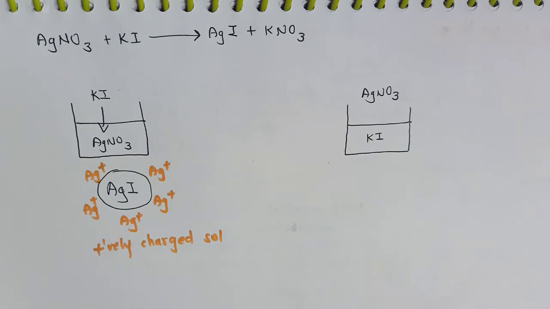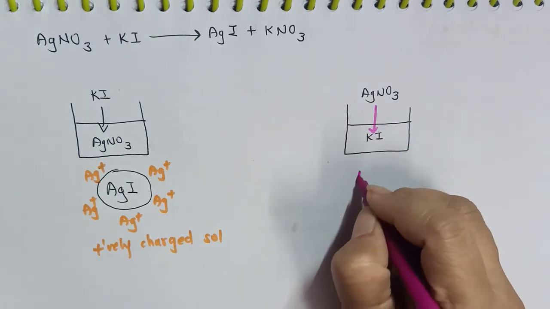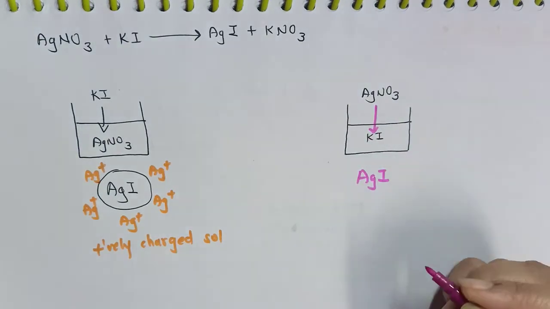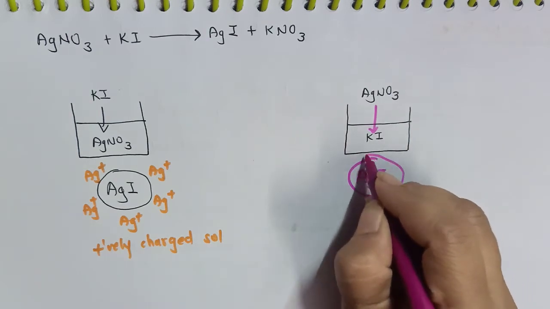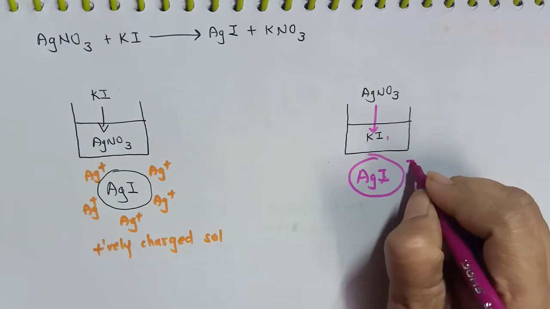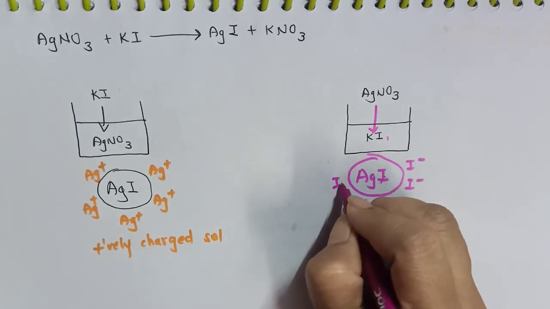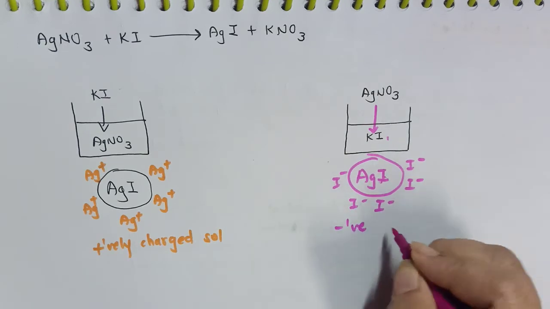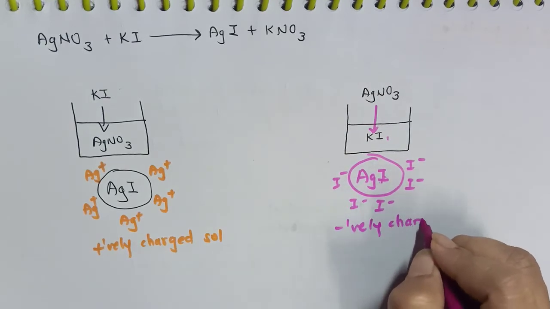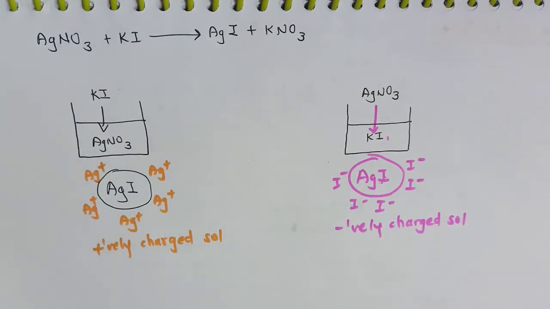On the other hand, when we carry out the reverse reaction, that is when we add silver nitrate to potassium iodide, again the precipitate of silver iodide will be formed. Now what will be the common ion between these two? Iodide. So here the adsorption of iodide ion will take place, and as a consequence, it will form a negatively charged sol. So in both cases, we get a different type of sol.